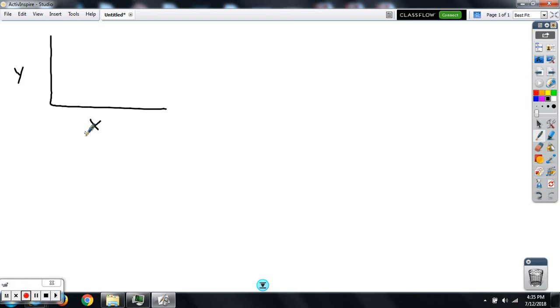If you graph two variables, x being, again, the independent, y being the dependent, you can tell me what the relationships are between x and y depending on the shape of the graph. And I'll do them in different colors. So if you get a straight line, we know that that is a proportional relationship.